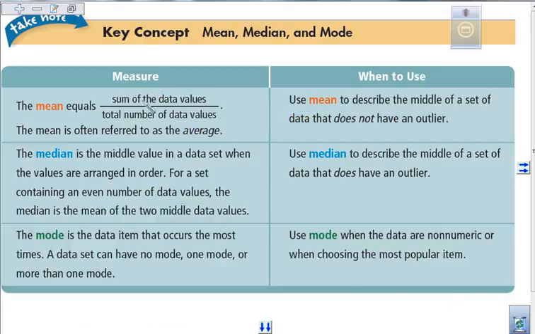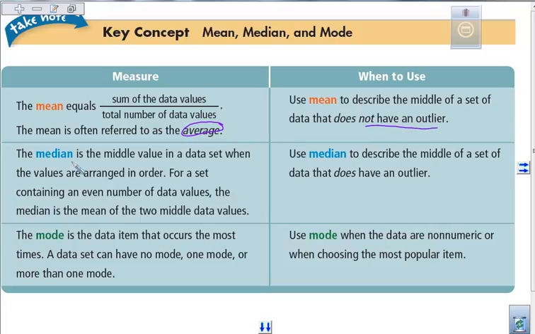The mean is the sum of the values divided by the total number of values, and it's often referred to as the average. So we use the mean to describe the middle of a set of data that does not have an outlier.